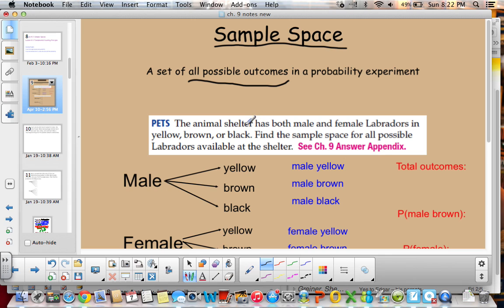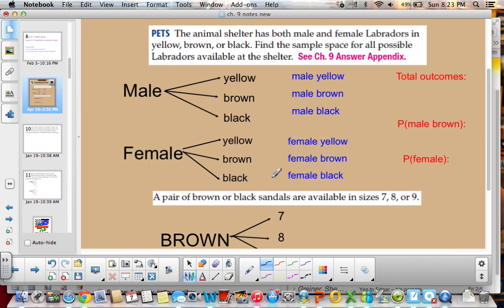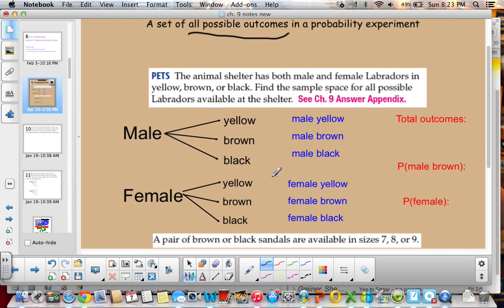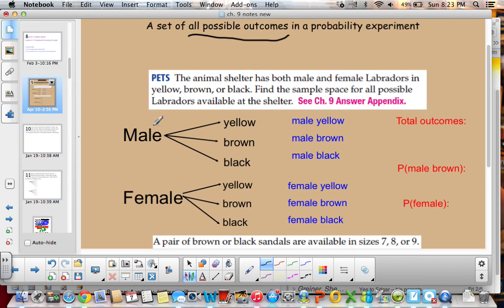So if we have this problem, the animal shelter has both male and female Labradors in yellow, brown, or black. Find the sample space for all possible Labradors available at the shelter. So we know that we can get a male or a female, and they both come in yellow, brown, or black. So for each male, we have the option of a yellow Labrador, a brown, or a black one. And for a female, we have the option of a yellow, brown, or black.